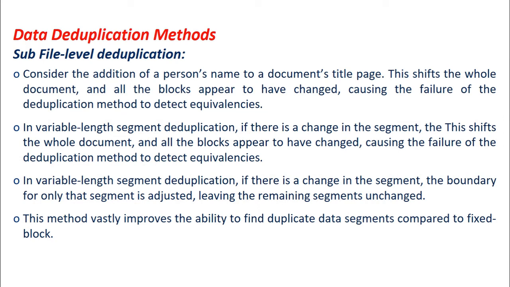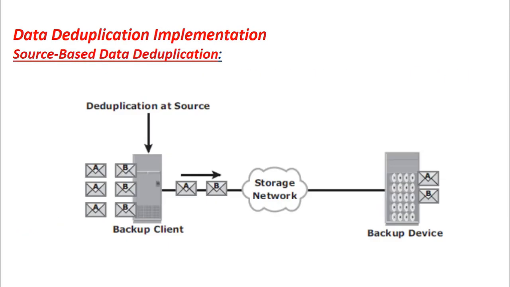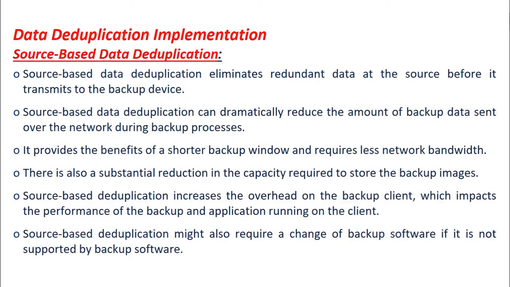In variable length segment deduplication, if there is a change in the segment, the boundary for only that segment is adjusted, leaving the segments unchanged. This method vastly improves the ability to find duplicate data segments compared to the fixed block. So that is file level deduplication and sub-file level deduplication. Now let us try to understand data deduplication implementations.